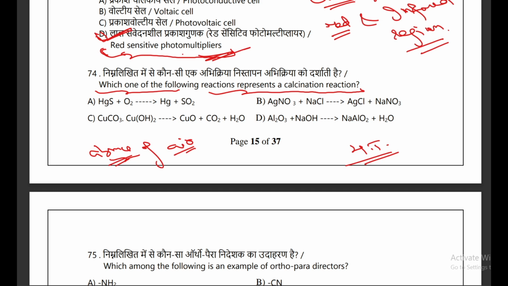So in the given reactions, out of these four options your correct answer is C, because in this case copper carbonate hydroxide decomposes into copper oxide, okay, and carbon dioxide and water upon heating. But in the first case they are using air, and these are not calcination reactions. So in this case your correct answer is C, which is a typical example of calcination.